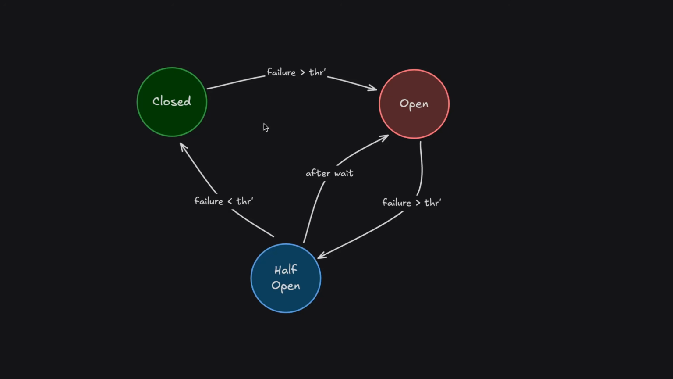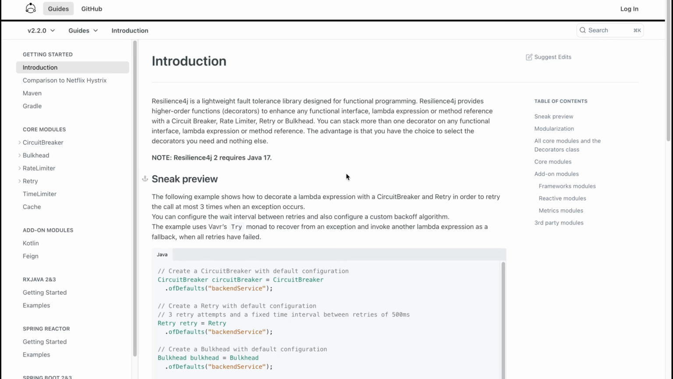So these are the 3 main states. Let me show you what we will be using to implement this pattern. We will be using Resilience4j. It's a lightweight library that is designed for this specific purpose. It also offers other patterns such as rate limiter, retries, or bulkhead. The one we are interested in is the circuit breaker.